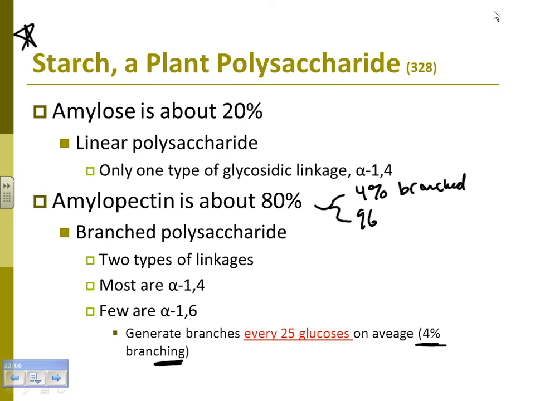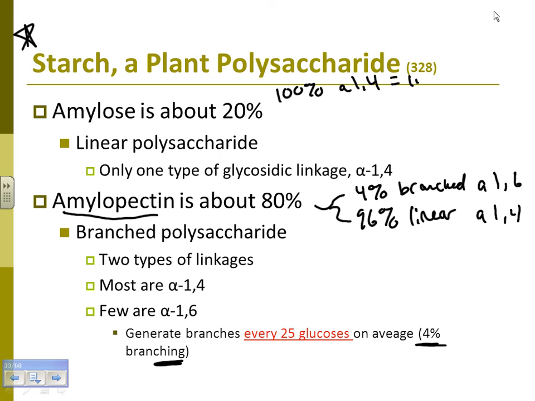And it's 96% linear. Branched needs to be in your brain synonymous with alpha-1,6. Linear needs to be synonymous with alpha-1,4. So if you're asked about amylopectin, that's what it is. Amylose is 100% alpha-1,4, meaning 100% linear.